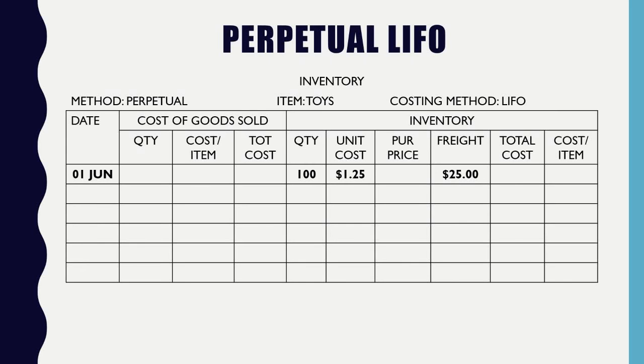Here, same thing, a little worksheet. We got 100 toys at $1.25, which gives us a total of 125. Plus the $25 gives us 150. And lastly, we know that it should be $1.50 each. Now that we recognize this is our first batch, we're going to go ahead and highlight that. We know that's our first batch, and we're going to use red.